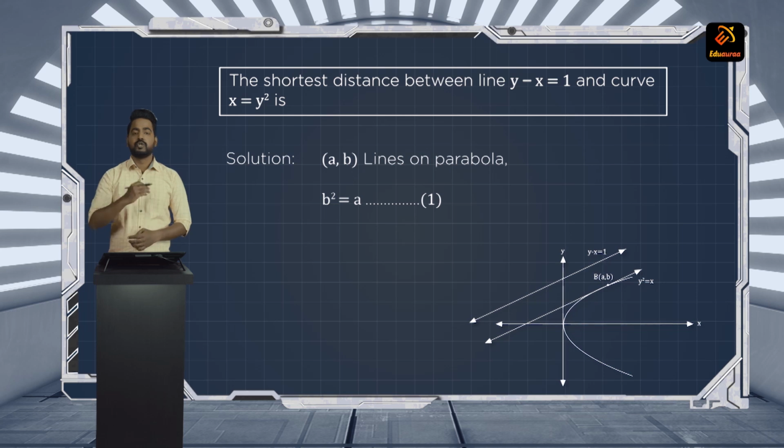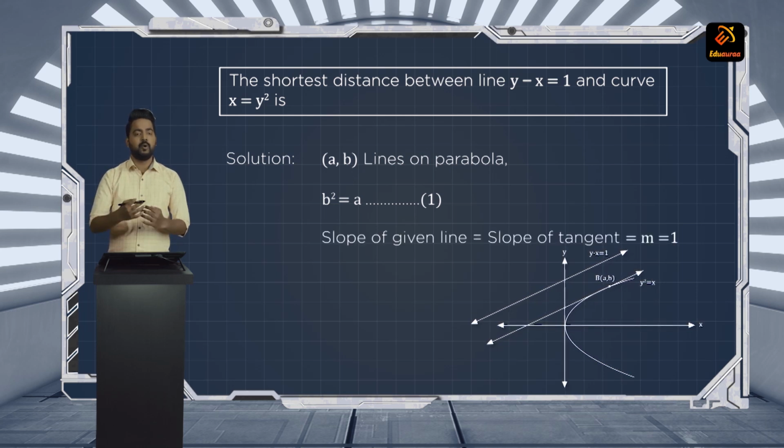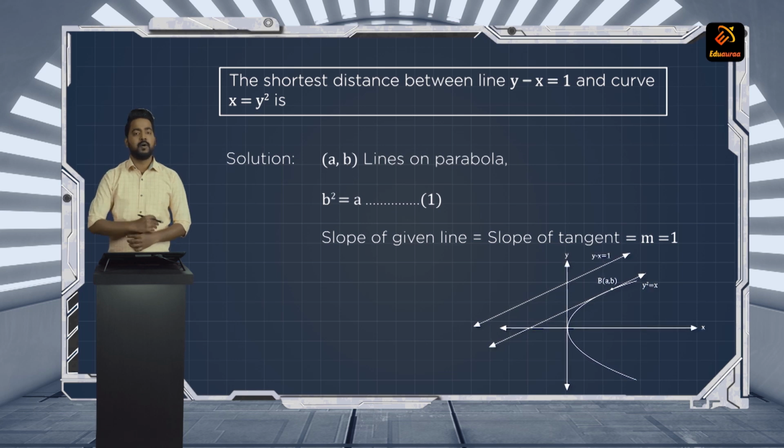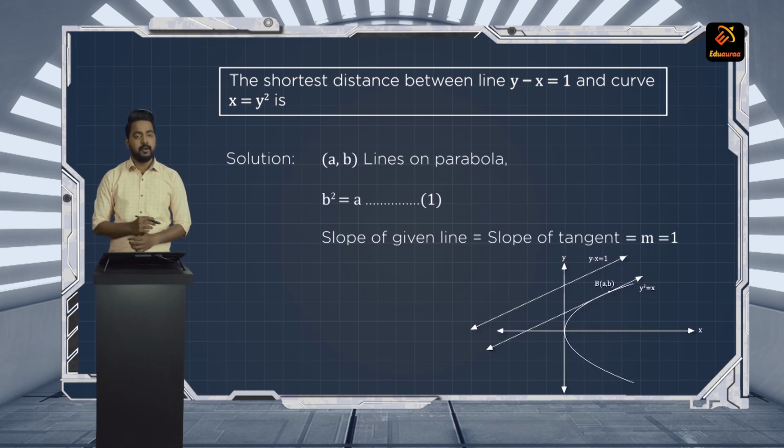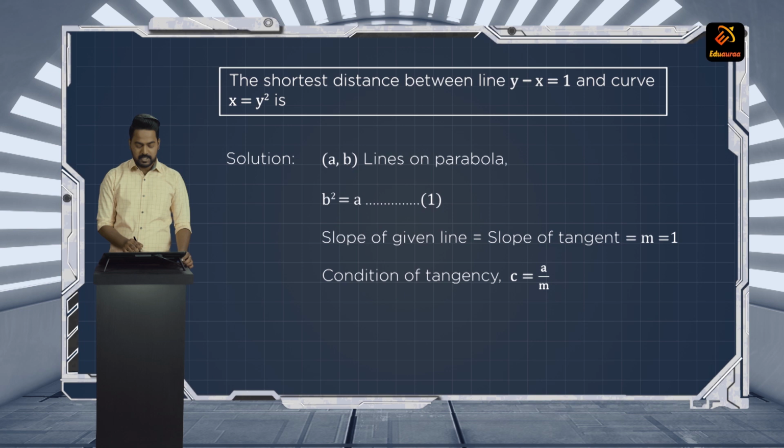Now I know the slope of the given line and the slope of the tangent will be the same. What is the slope of the given line? Slope of the given line is 1. So the slope of the tangent, that is m, will also be 1. And we know the condition of tangency is c is equal to a by m, where a is from the parabola y square equal to 4ax. It means a equal to 1 upon 4 for the parabola.